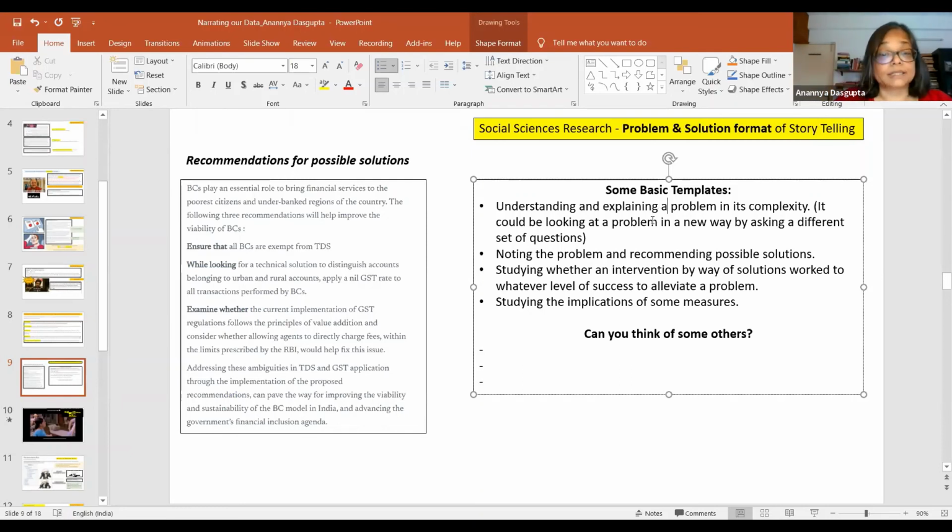Can you think of some other formats in which the problem and solution model for research work in the social sciences exists, as you've done it or as you have read? I'll be happy to note down some others. And of course, there's variation and combination and all of that. But again, just drawing out basic templates, I could come up with these. I'm happy to take any suggestions you may have to add to this basic template format.